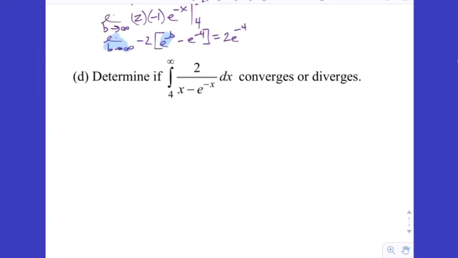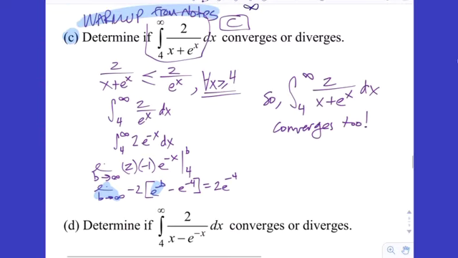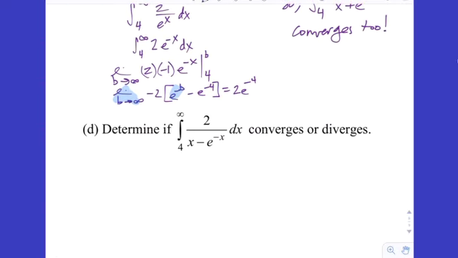All right, letter D. Let's try this one. We'll talk through this one together. Determine if the integral from 4 to infinity of 2 over x minus e to the negative x converges or diverges. All right, kind of the same thing, right? Looks very similar. In fact, the only difference is now this is a minus and it's e to the negative x. What does your intuition tell you about that one? Converge or diverge?